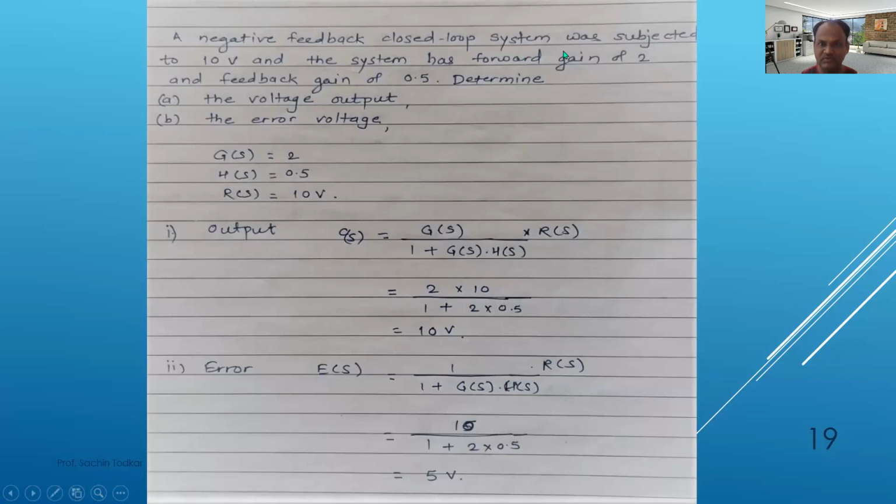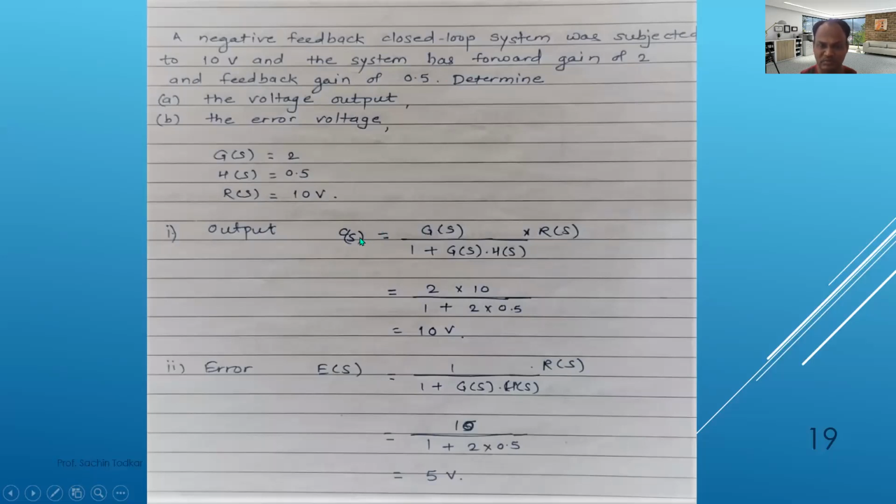Closed loop system was subjected to 10 volt and the system has a forward gain of 2. What is this 10 volt? 10 volt is nothing but the input signal, so it is R(S). System has a forward gain of 2. Forward gain, so G(S) is 2. The feedback gain of 0.5. We know it is a negative feedback system.